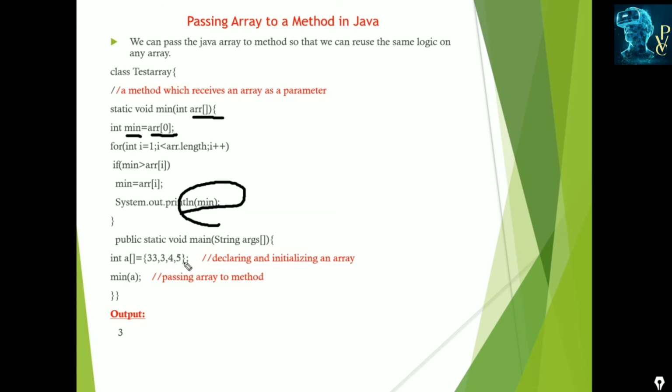In the main method we declare one variable and instantiate it with different values: 33, 3, 4 and 5. So four values are assigned, and the array size becomes 4. We pass these elements to the method, and we call min with the array. Observe that we call it directly with the method name because it is a static method. Main is also static, so there is no need to create an object for this class.